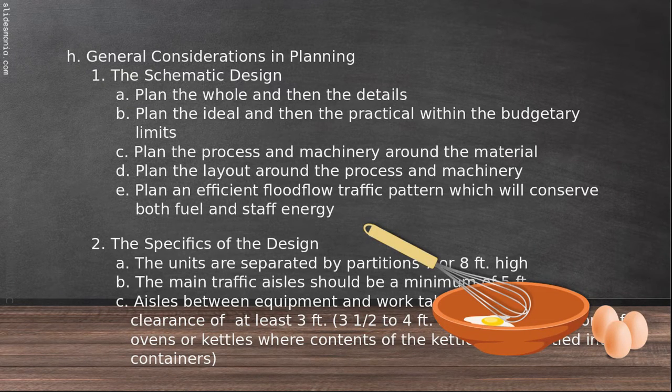General considerations in planning. First is the schematic design. Of course, you first plan the whole, and then the details. And then plan the ideal, and then the practical within the budgetary limits. Then plan the process and machinery around the material. Plan the layout around the process and machinery. Plan an efficient flow traffic pattern which will conserve both fuel and staff energy.